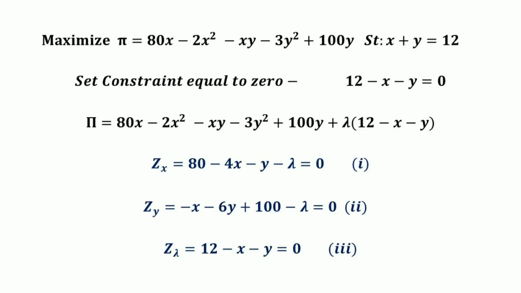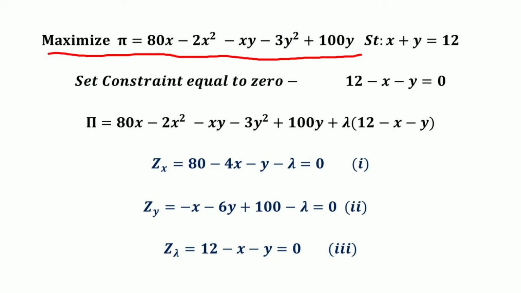Now we are going to solve constrained optimization of multivariable functions in economics, that is the solution to economic problems in the form of maximizing utility or maximizing profit subject to a budget constraint, or minimizing the cost subject to a minimal requirement of output as a production quota. So here we want to maximize pi, that is profit, which is equal to 80x minus 2x square minus xy minus 3y square plus 100y, which is the objective function.